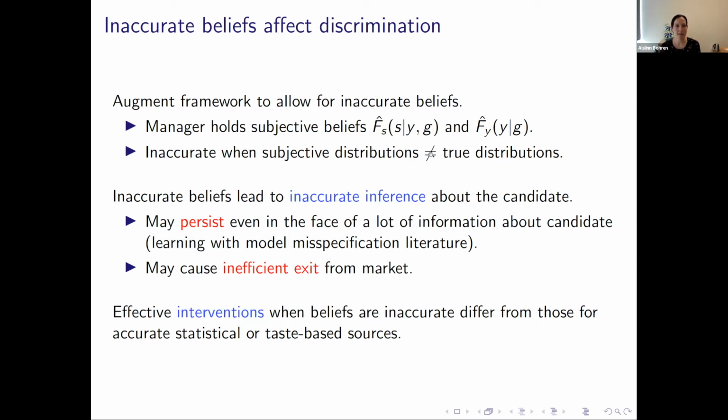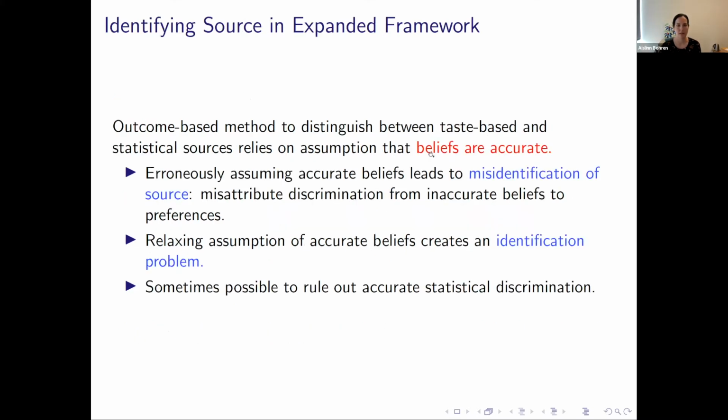Why do we care about this source of discrimination? For the same reason we care about the other sources. If we want to know how to intervene effectively in order to mitigate discrimination, then we need an understanding of what's causing it. And the effective interventions when beliefs are inaccurate are going to differ from those for accurate statistical or case-based sources.